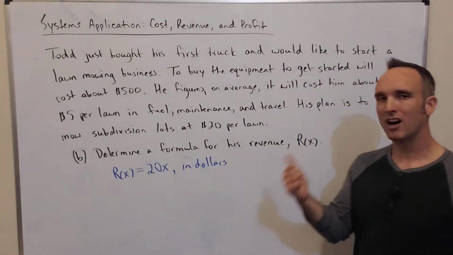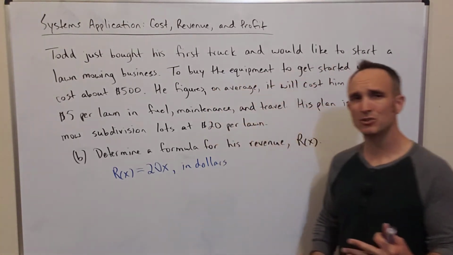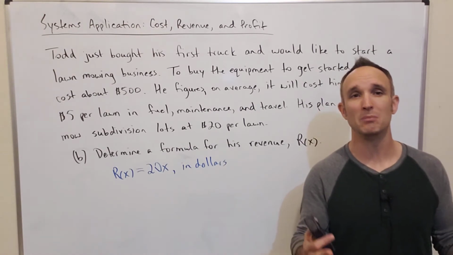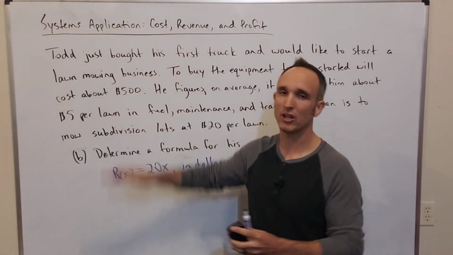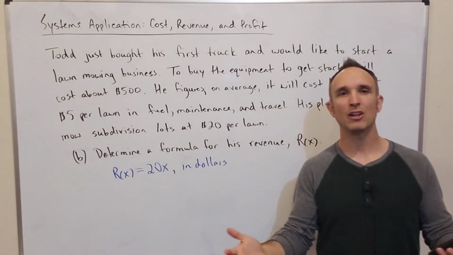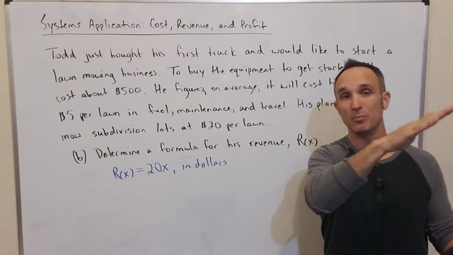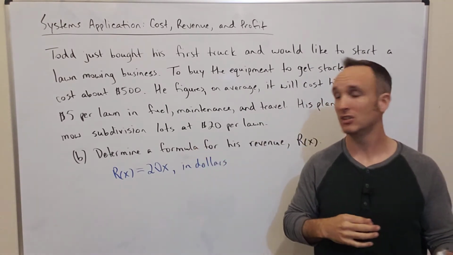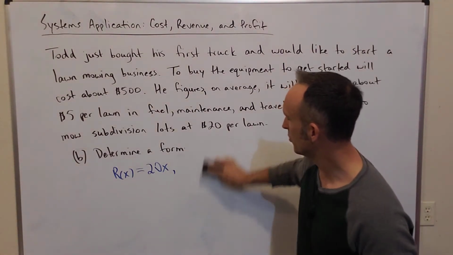So now we have his cost function and his revenue function. So something we might be interested in, when you start a business, you want to know, when am I going to start making money? Okay? So initially, because of this initial $500 cost, he's losing money. How long is it going to take this $20 per lawn to catch up to his cost of $500 plus his $5 for every lawn? So that's an interesting question, and that's what we call the break-even point.